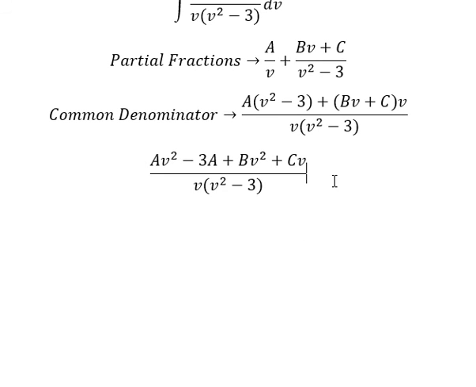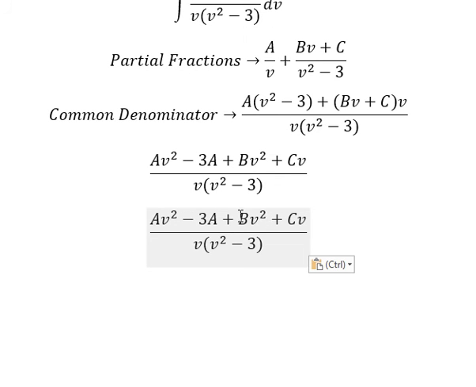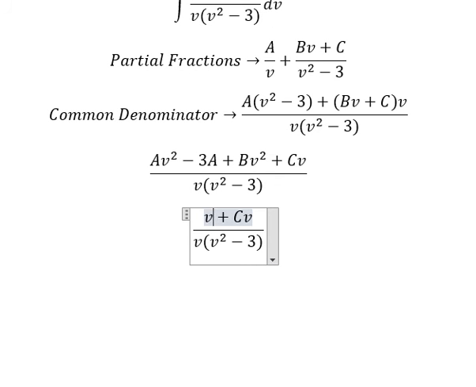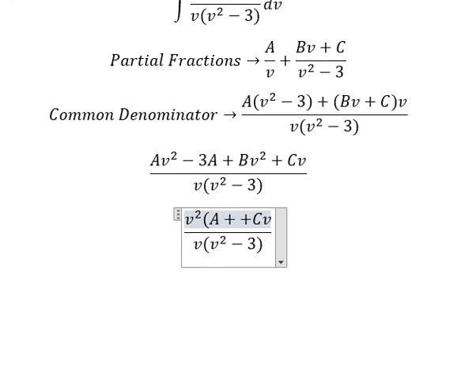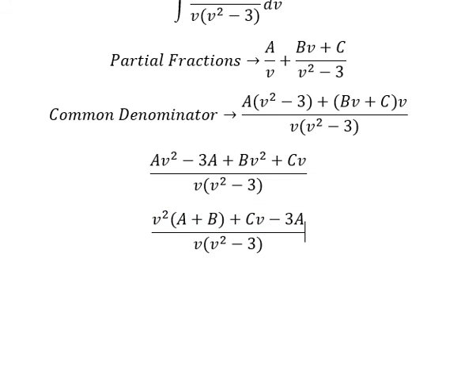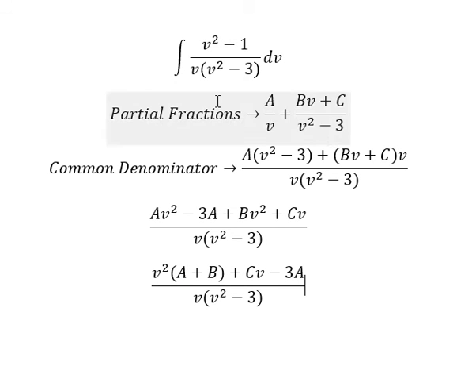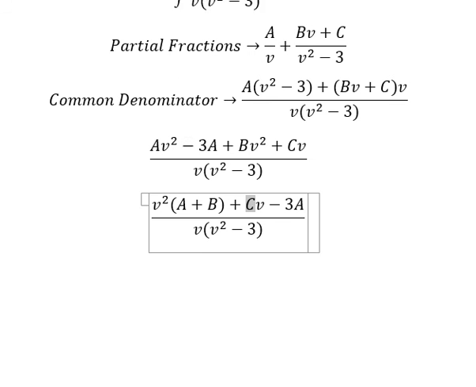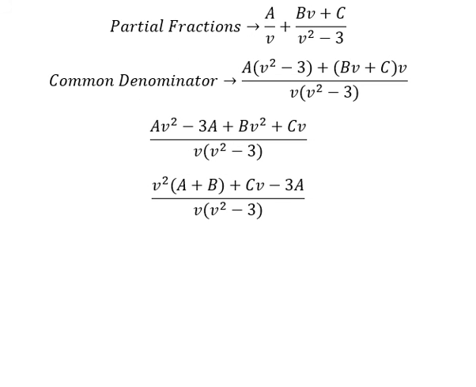Now we need to arrange based on the term of v. Above v squared we have A plus B. About C we just have Cv. And the last one is negative 3A. Now if we look carefully at the coefficients, we have v squared, that means A plus B equal to 1. We don't have v, so that should be 0. Negative 3A equal to negative 1. So we create the system of equations.